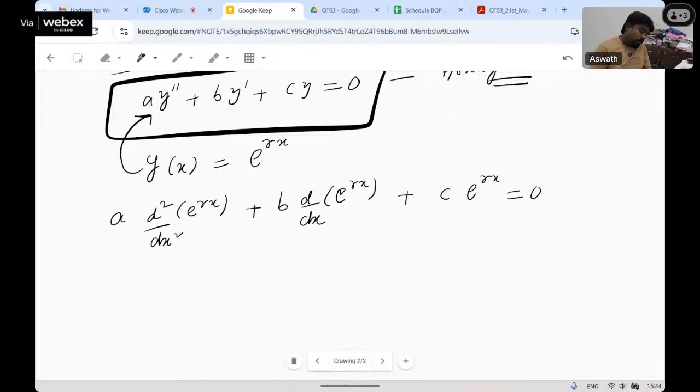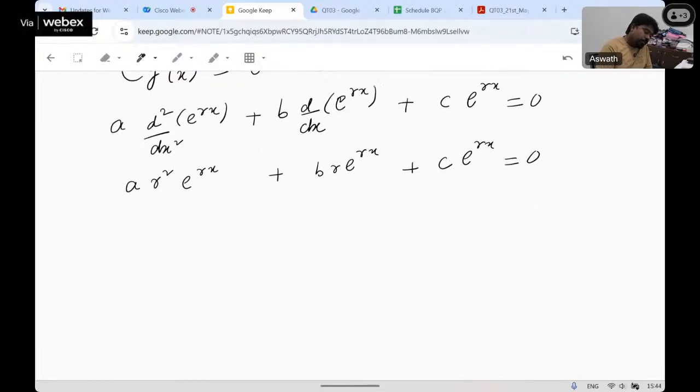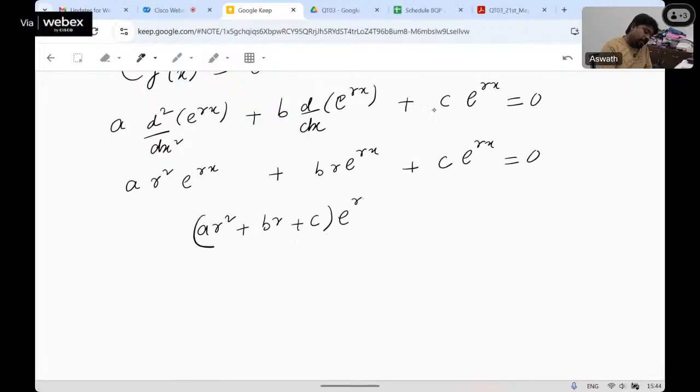Now the first derivative gives me r. Another term is as it is. The second order derivative gives me r square. So let me take exponential rx common. What I'll get is ar square plus br plus c times exponential rx is equal to 0.